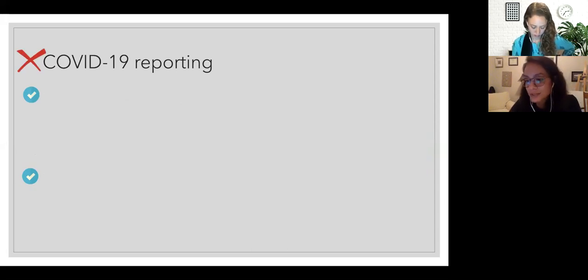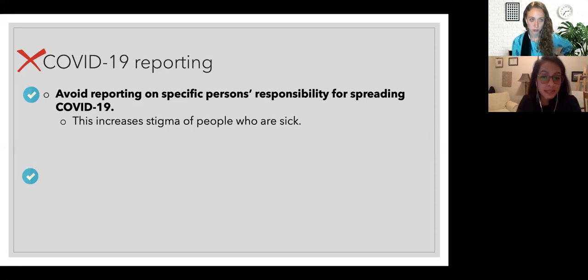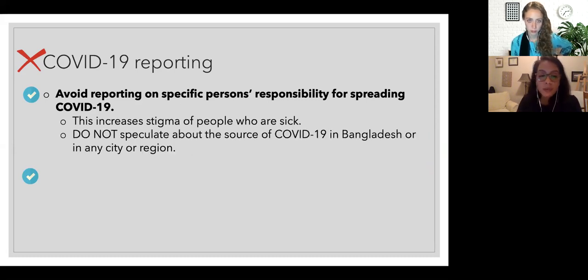So things that we want to avoid. We want to avoid reporting on specific person's responsibility for spreading COVID-19. This will increase stigma of people who are sick. And we want to avoid speculating about the source of COVID-19 in Bangladesh or in any particular city or region. We don't want to make one person or one group of people or one area a target, or cause any blame or stigma in that way.